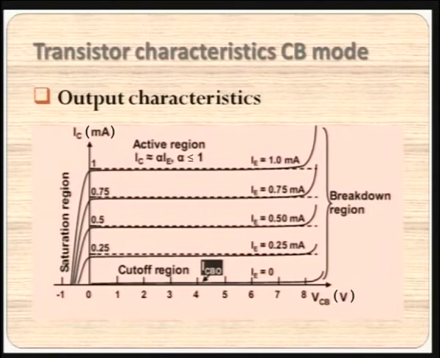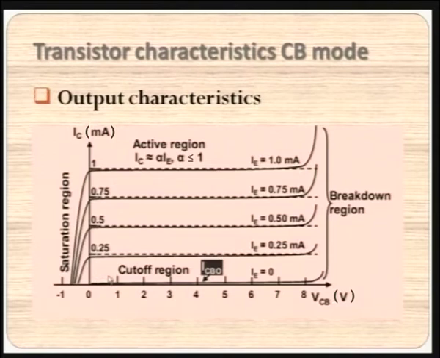This is the output characteristics curve of the transistor in the common base mode. Here also we have the three regions: saturation region, cutoff region and active region. But along with that we have shown one breakdown region. This is what I wanted to highlight today. And another important change is the saturation region is not found on this side.